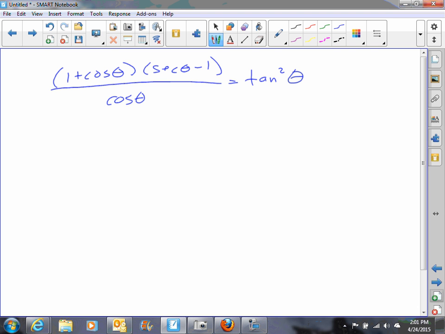Now, to verify this identity, we're going to start with one side or the other side of this identity and transform that side, saying this is equal to that, this is equal to that, making substitutions until we end up getting the other side of the identity. Now, it always makes sense to start with the more complicated side. So in this particular case, the 1 plus cosine theta times secant theta minus 1 over cosine theta is much more complicated than the tan squared of theta. So we're going to start with that particular side.